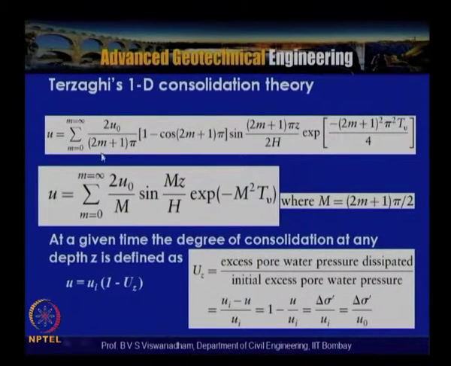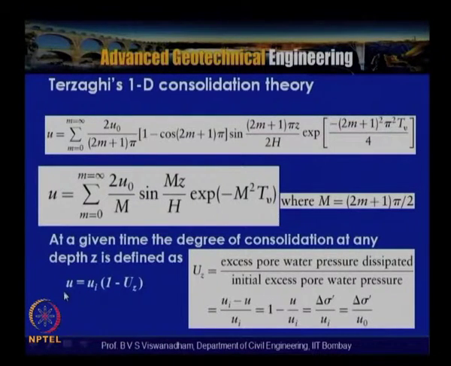So U_z is the degree of consolidation at any depth z within the thickness of the clay layer. It is nothing but the excess pore water pressure dissipated relative to the initial excess pore water pressure. So u_i minus u is the excess pore water pressure dissipated, relative to the initial excess pore water pressure. Now, this is nothing but 1 minus u by u_i, which is nothing but delta sigma dash by u_naught.